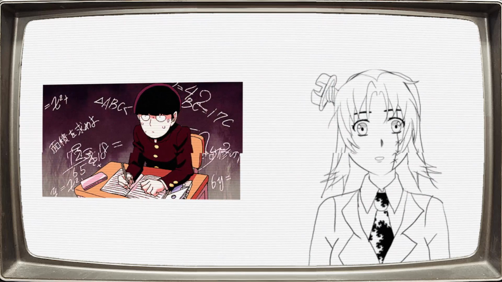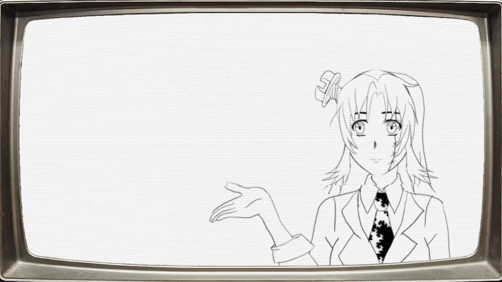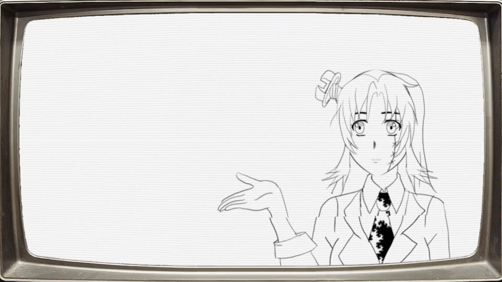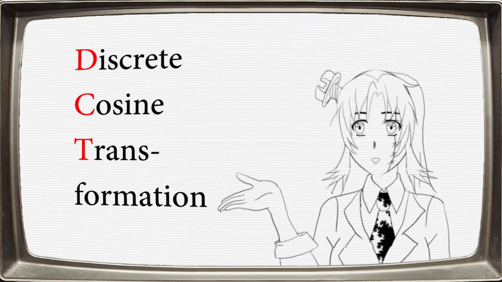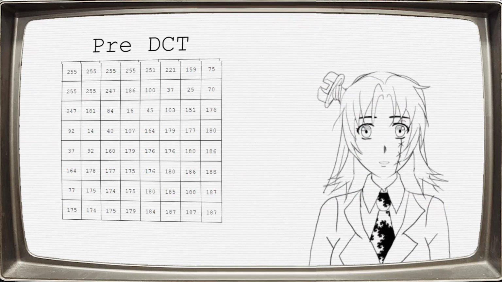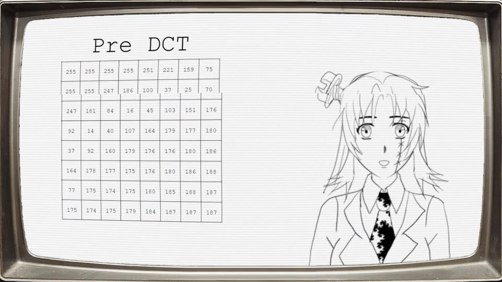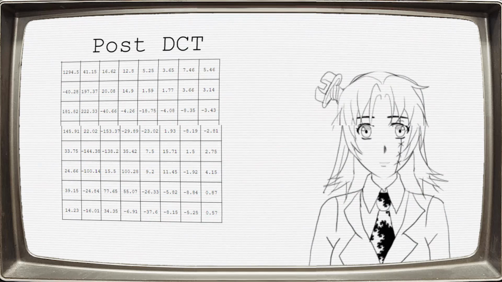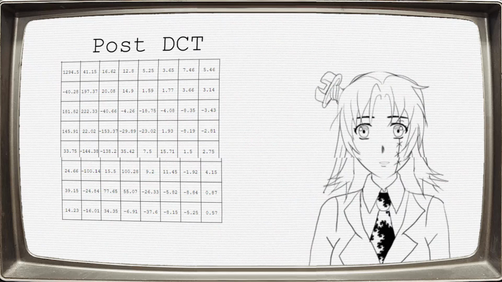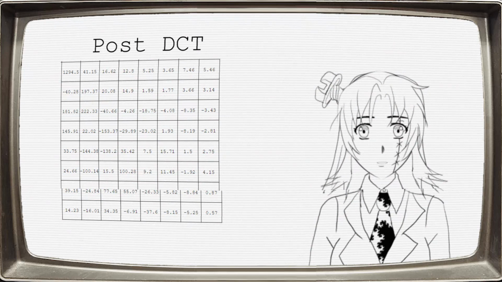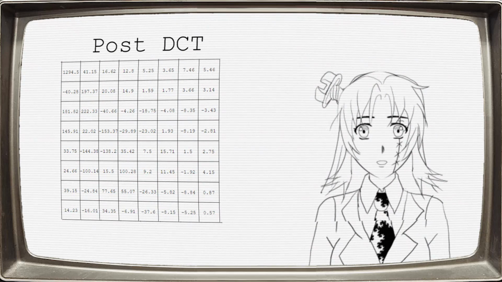Now this is where things start to get complicated. We then apply a process called the Discrete Cosine Transformation, DCT for short. This process transforms the 8x8 block into the frequency domain. What we basically did is transform 64 pixels into 64 2D cosine waves of different frequencies. We'll call this new block the DCT block.